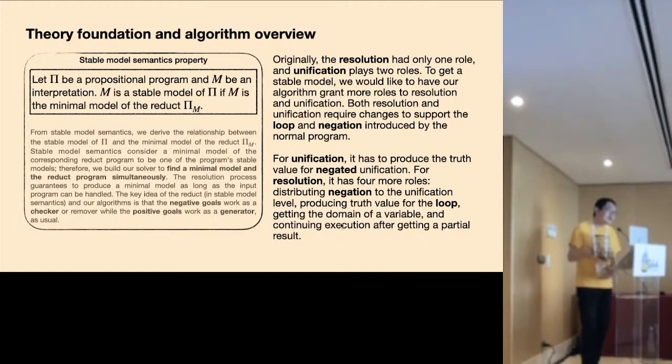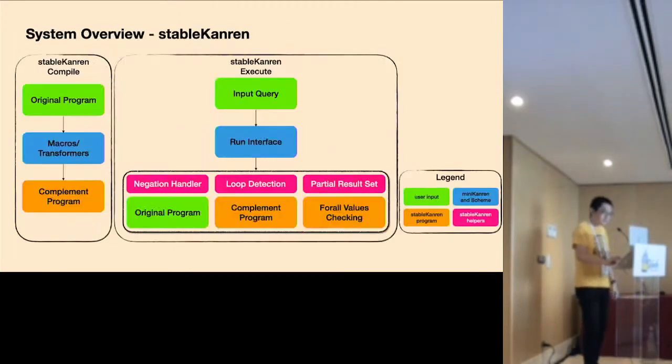And then lastly, because stable model semantics is an NP-hard problem, the partial result we get is not the global result, because there's no optimal substructure there. So whatever partial result we get, we still need the resolution to continue executing until we get the whole result. So that's the system overview of our stableKanren.